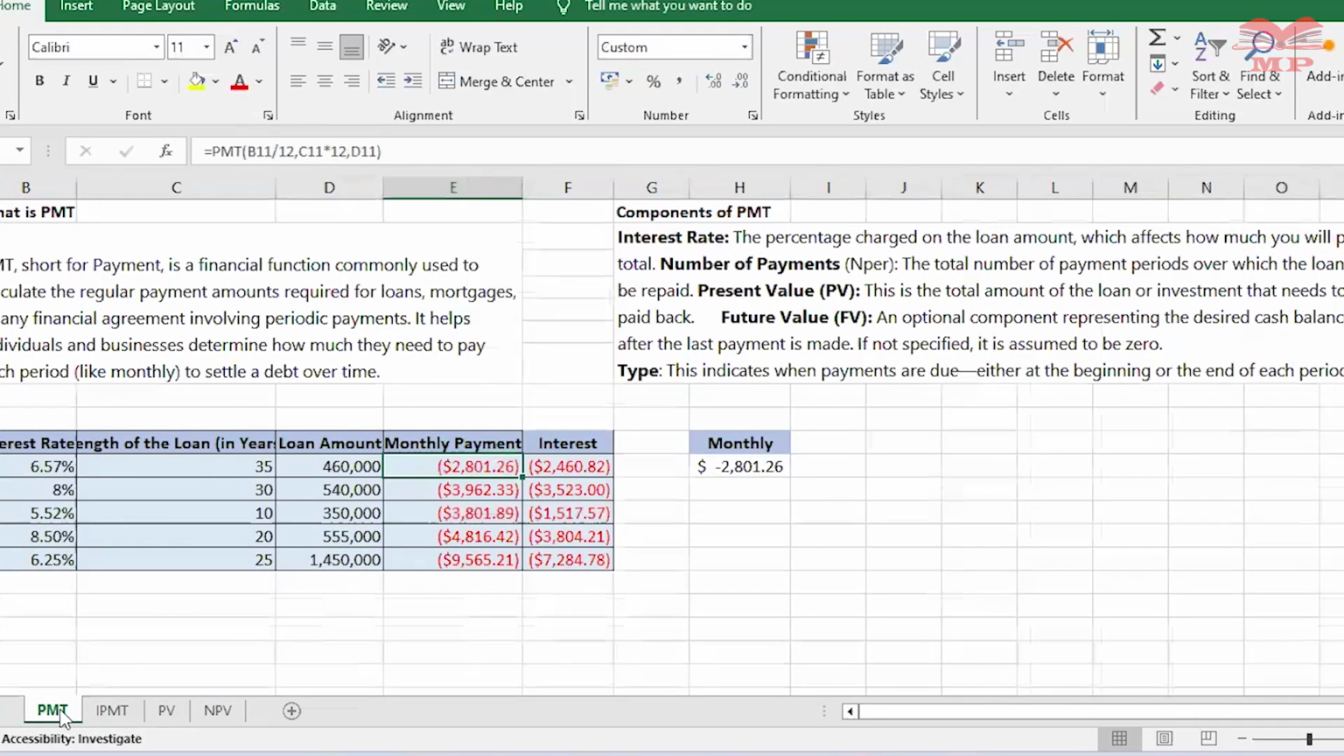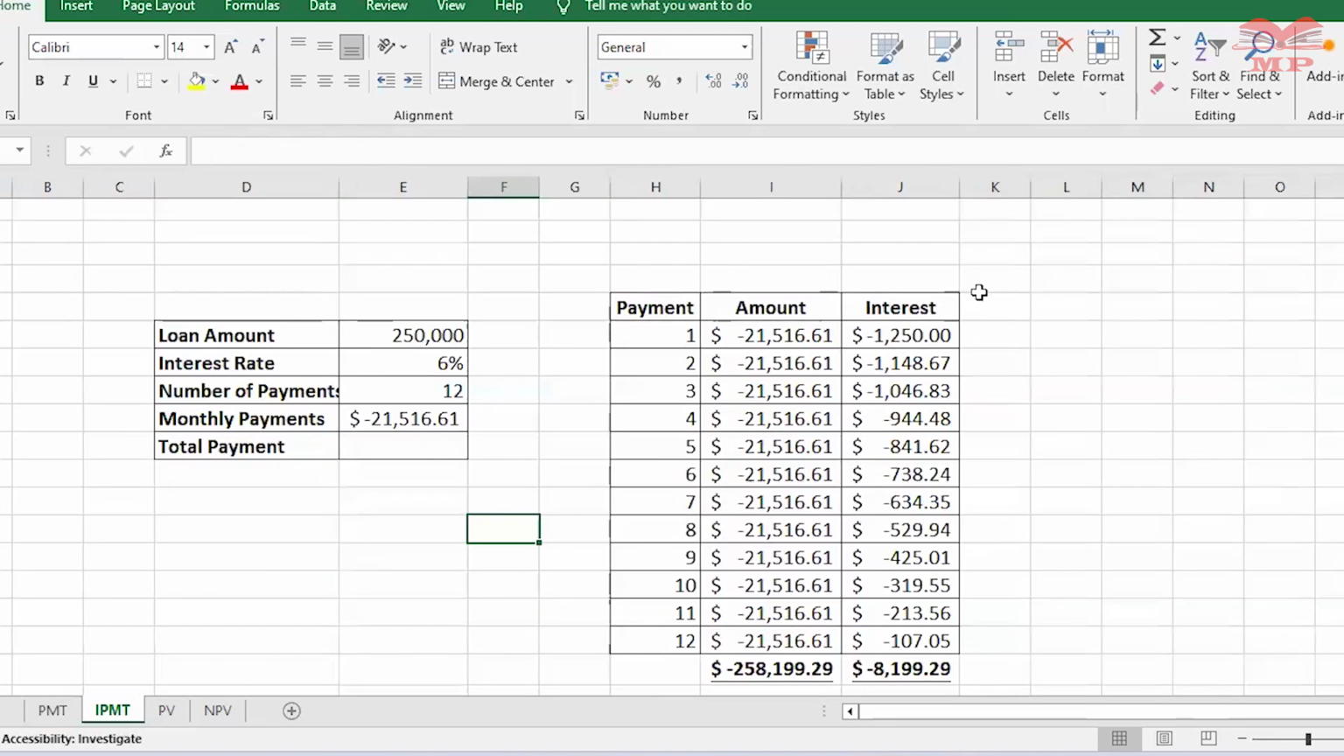The difference is IPMT is for calculating, out of this amount that you're paying, how much of it will be the interest. So you'll be paying this much, but out of that, this will be the interest. Let me use this other worksheet to calculate that.